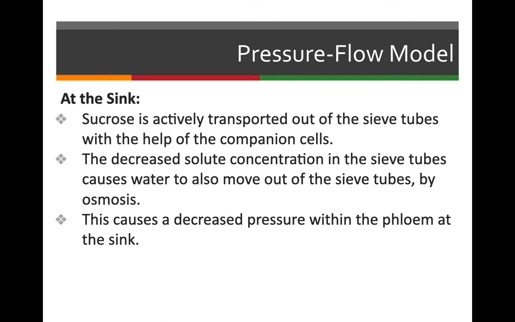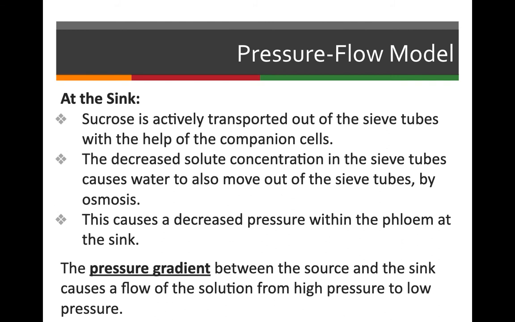So we have a region of high pressure at the source and a region of low pressure at the sink. And so that creates a pressure gradient, and the solution flows from where it's high pressure to low pressure to try to even out the pressure. So that's how the pressure flow model works to move sucrose and other organic materials around the plant. So those are the two parts of the vascular system, the xylem and the phloem, and how they work to transport things around the plant.